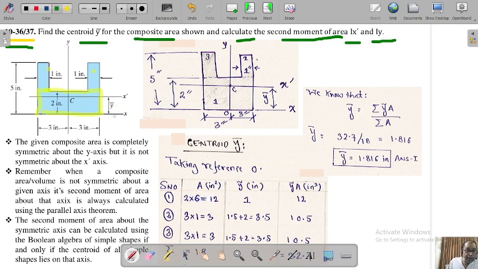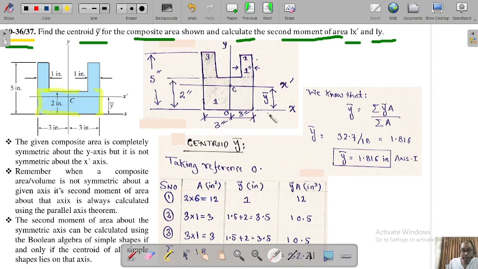This is going to be 1, this is going to be segment 3, and this is 2. You must remember this, and this one is very important. Don't get confused: this whole rectangle is 1. So this is the picture, 1, 2, 3. This is our x' axis from the centroid.